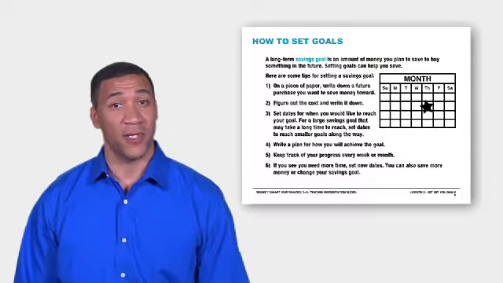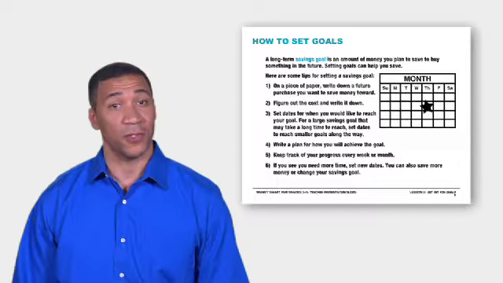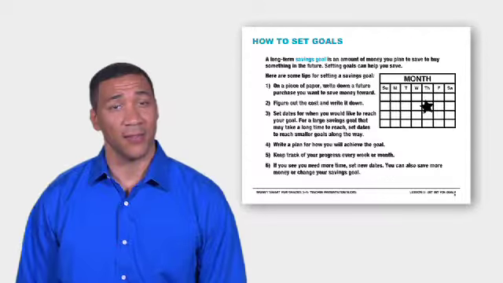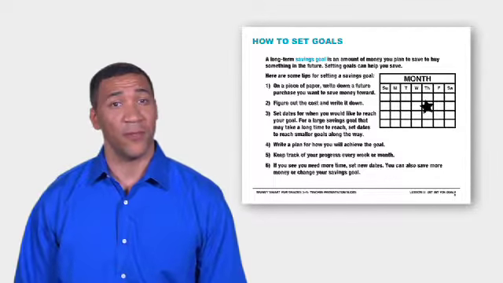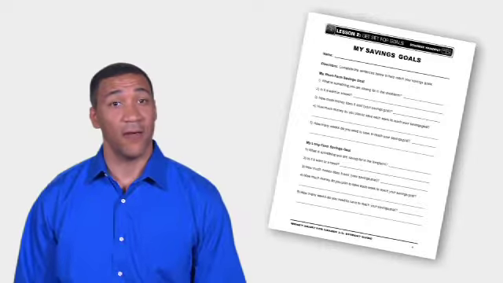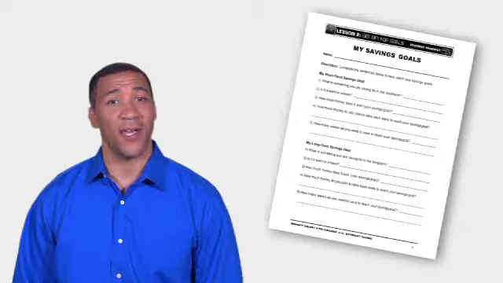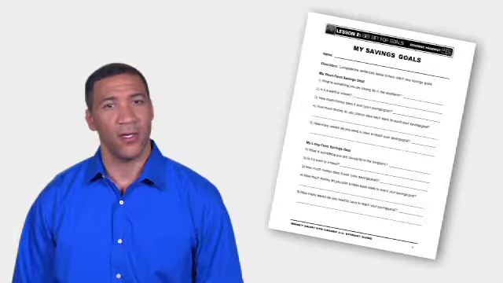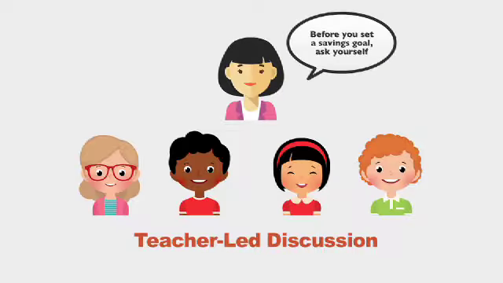Before wrapping up this exercise, show the How to Set Goals slide, which demonstrates ways to set goals, and discuss it with the class. Then review again the difference between short-term and long-term savings goals. Give the students the My Savings Goals handout to use in setting their own goals. As they start this exercise, you may want to give them the following tip. Before you set a savings goal, ask yourself, is what I want to buy worth the money? Did I give myself enough time to save for it?